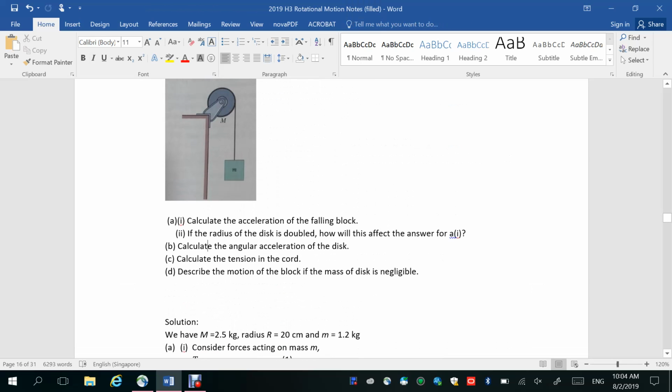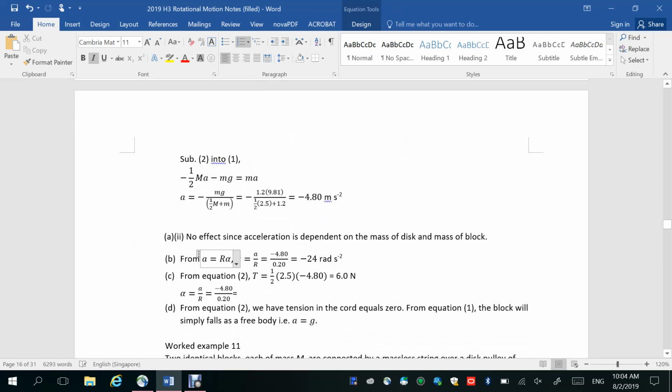Now let's take a look at part B. You're asked to calculate the angular acceleration of the disk. This is quite easy because we already have the tangential acceleration. We recall tangential acceleration is R alpha, so alpha will be A over R. A is minus 4.8, or just the magnitude 4.8. R is 0.2. So I'll end up with 24, negative because it's going in a clockwise direction. Again, you can ignore the negative sign, just calculate and then deduce the direction. You can just say 24 radian per second squared in a clockwise direction.